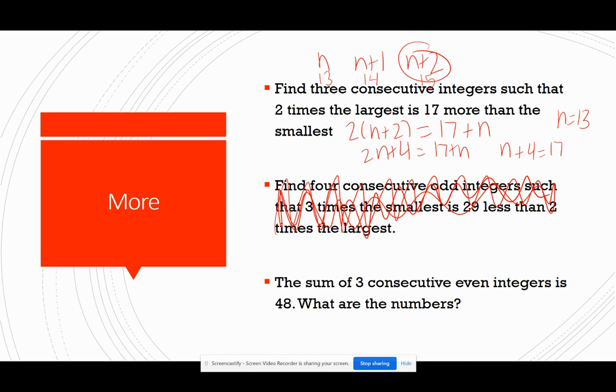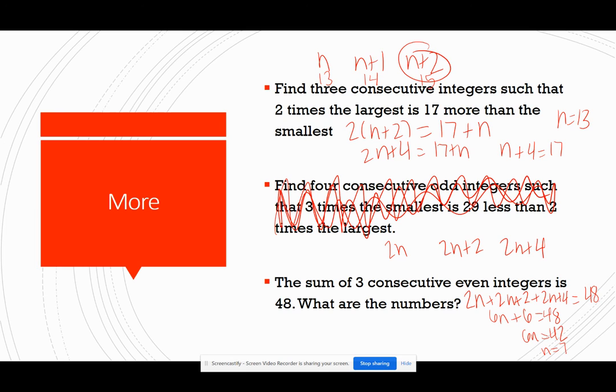The sum of 3 consecutive even integers. All right, 3 consecutive even, I'll write it up here: 2n, 2n plus 2, 2n plus 4. And we said the sum, so let's add them together. Is 48. All right. Let's combine like terms. 2, 4, 6. 6n plus 6 equals 48. Subtract 6, we get 6n equals 42. So our n is 7.